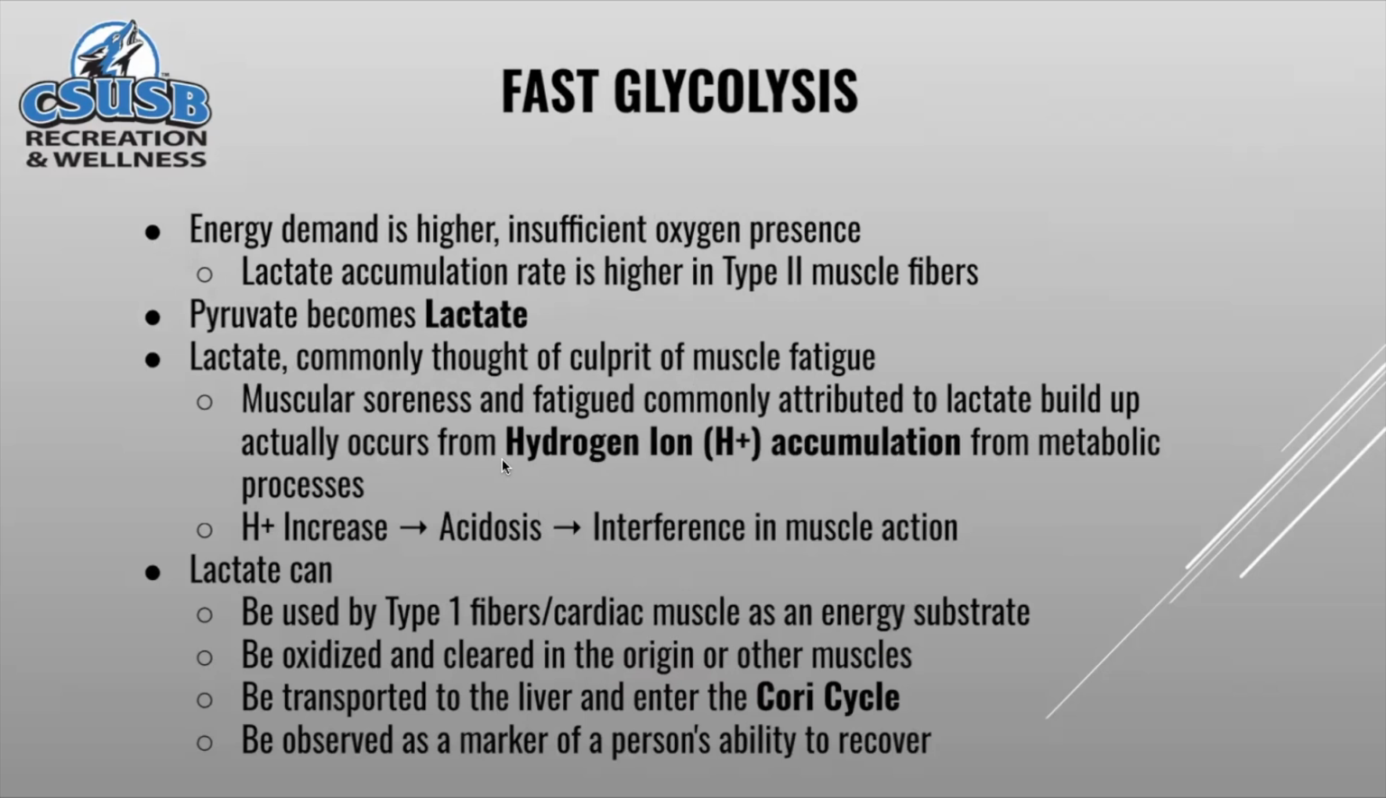So looking at our fast anaerobic glycolysis, this is when our energy demand is relatively higher, and we don't have sufficient oxygen presence, right? Maybe we're early on in our exercise, or we're doing something more intense that our aerobic system doesn't have time to accumulate oxygen for. We don't need oxygen, right? We can use our fast glycolysis. This is where that lactate comes into play, right? Because our pyruvate, when we're having this intensity and duration, is going to become lactate.